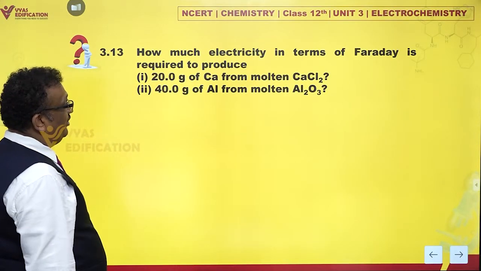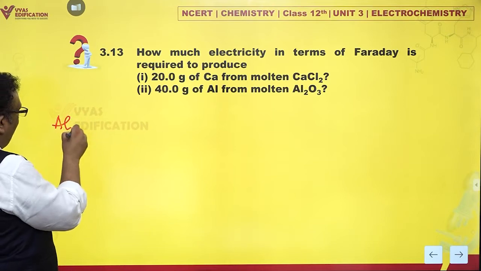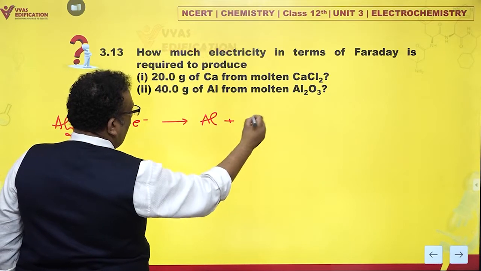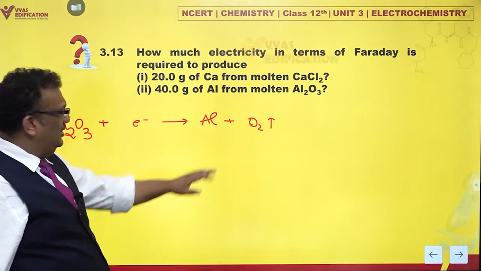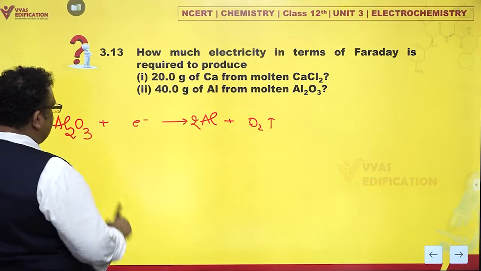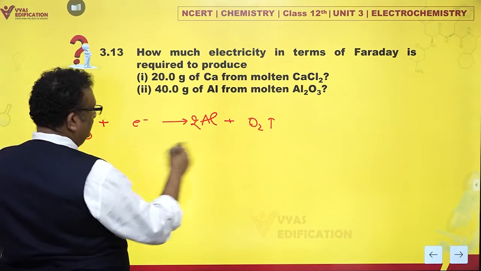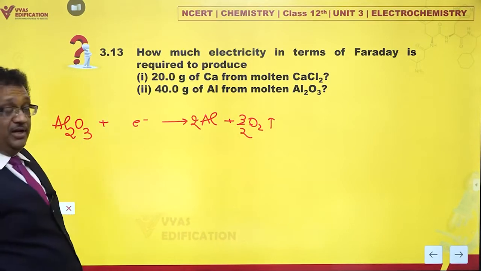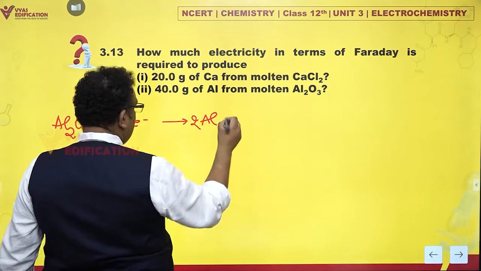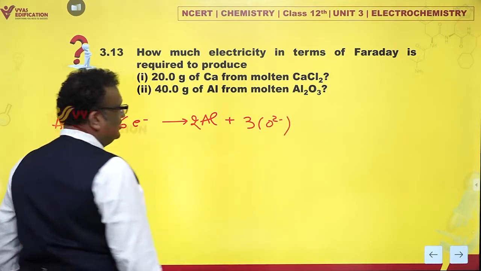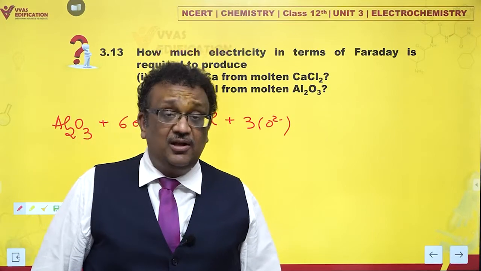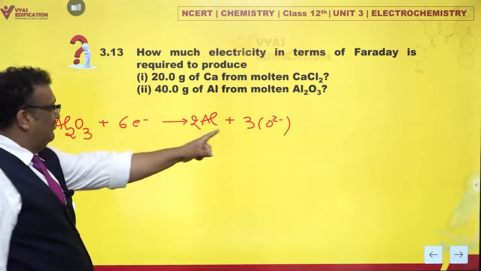It says 40 grams of aluminium from molten aluminium oxide. So you have Al2O3 and you're using electrons and you're making aluminium and O2. Let's forget about oxygen, we are taking aluminium. There are 2 aluminium atoms, and how many electrons? There would be 6 electrons. Actually, if I'm just writing half the reaction, I'll write 3 times oxide like this. This is only at the cathode. O2 can undergo oxidation at the anode, etc. We are not interested.